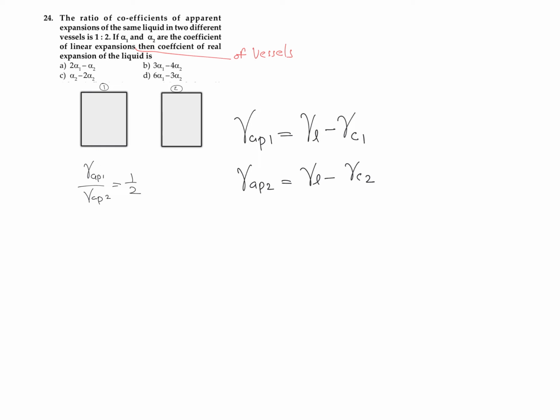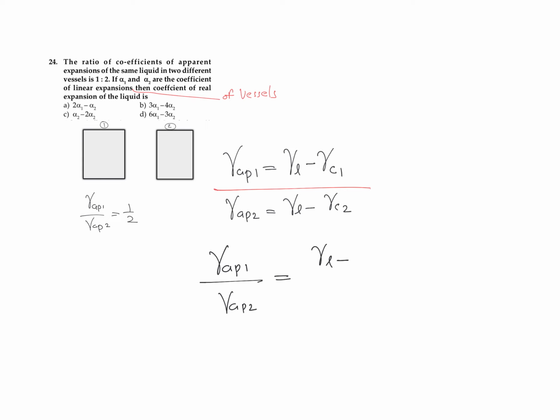So what we'll do is we can just divide these two equations. If we divide these two equations, we can write gamma apparent of liquid in the first situation by gamma apparent of liquid in the second situation is equal to gamma of liquid minus. Now in the question the value of gamma of container is not given, but the alpha of container, the linear expansion, is given. So we note that gamma is nothing but 3 times alpha, so gamma of liquid minus 3 times alpha in the first situation, and gamma of liquid minus 3 times alpha in the second situation.